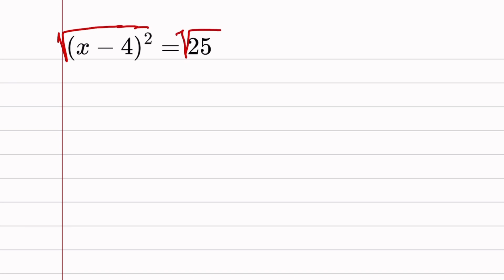So the square root of something squared is just that something. So what we have is x minus 4 on one side, and then the square root of 25 on the other. But now that we're in Algebra 2, we know that the square root of 25 is plus or minus 5. But this poses a problem because we have our plus or minus 5, but we still have a minus 4 on the other side that we need to deal with.